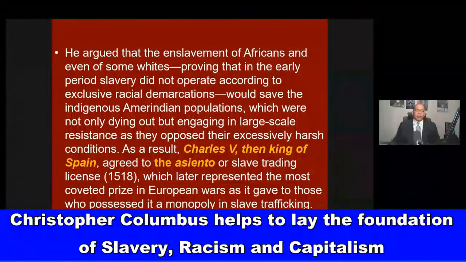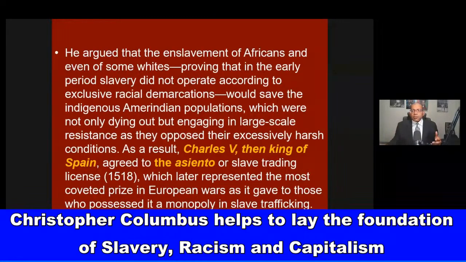He argued that the enslavement of Africans and even some whites, proving that in the early period, slavery did not operate according to exclusive racial demarcations. He argued that this would save the indigenous American Indian populations, which were not only dying out, but engaging in large-scale resistance as they opposed their excessively harsh conditions.